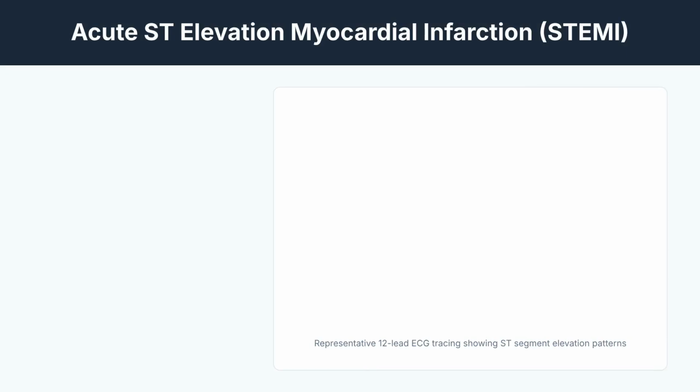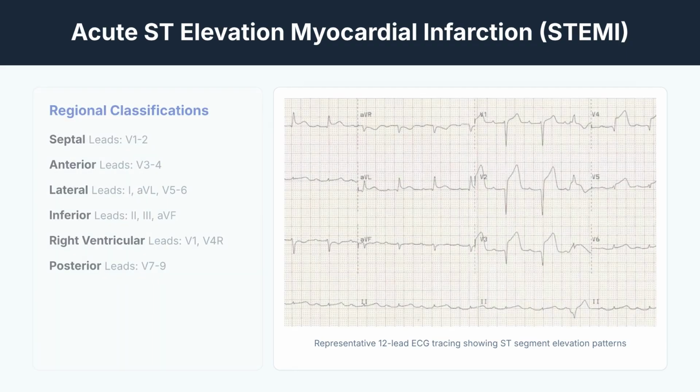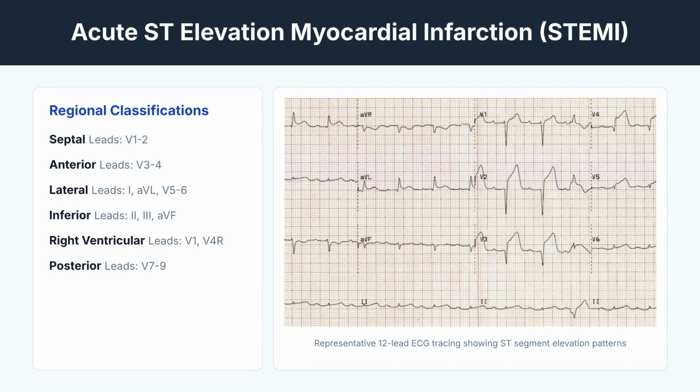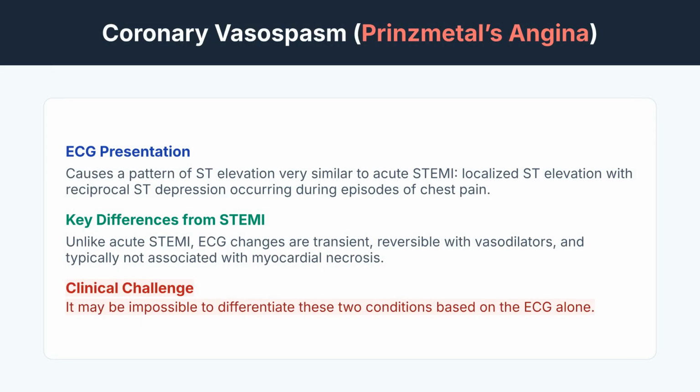Acute ST elevation myocardial infarction, or STEMI, is regionally classified by the leads involved. The injury localization, such as septal, anterior, or inferior, is determined by the pattern of ST elevation across different leads. Coronary vasospasm, or Prinzmetal's angina, mimics STEMI with transient localized ST elevation and reciprocal depression during chest pain episodes. Crucially, these changes are reversible with treatment and are not typically associated with myocardial necrosis.